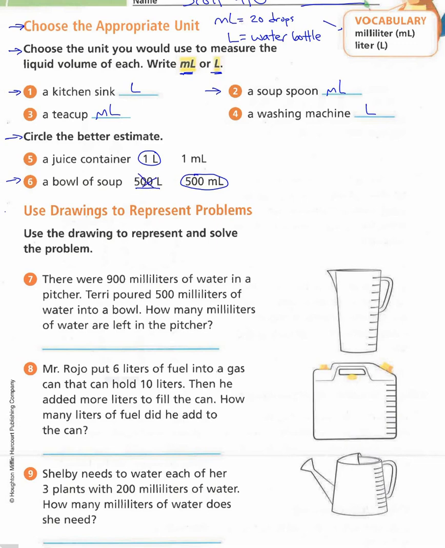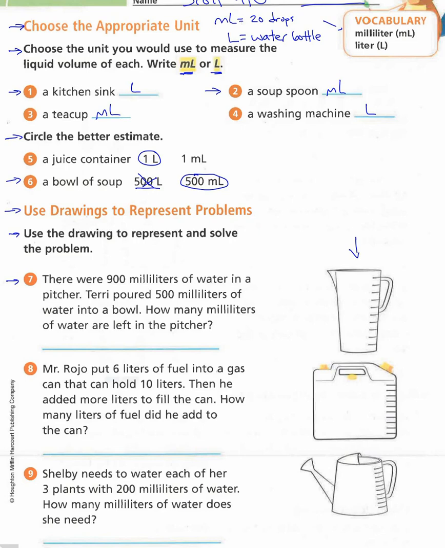All right. And let's continue down here on this part. We're going to use drawings to represent problems. So these are the drawings that they're talking about, and they already have these marked off with different levels. So number 7, up here it says use the drawing to represent and solve the problem. So we're going to write an equation and then answer it. Number 7 says that there were 900 milliliters of water in a pitcher, and Terry poured 500 milliliters of water into a bowl. How many milliliters of water are left in the pitcher?